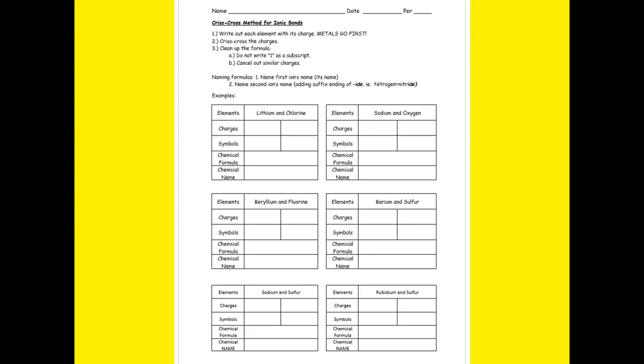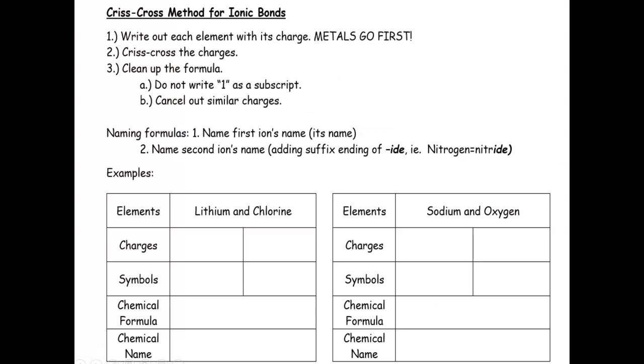Hi, this is Mrs. Ziegler, and I'm going to go over how you are going to complete the crisscross method for ionic bonds. So what we are going to do is look at creating chemical formulas and writing the names for chemical formulas for ionic bonds.